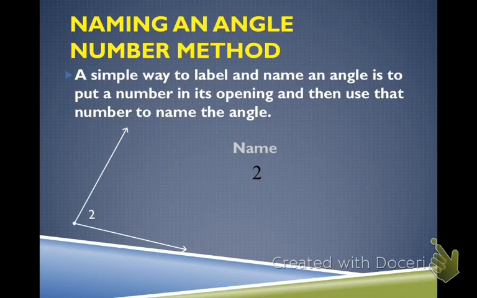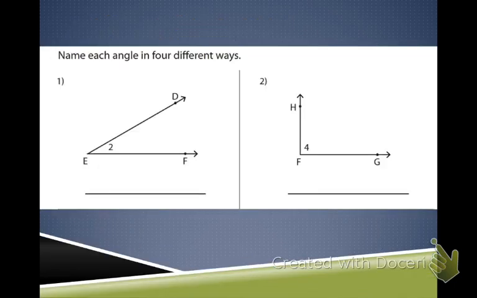Moving on. There's also the 3rd and final method in this video, and that is the easiest method, which is simply the number. A simple way to name an angle is to put a number in the opening and use that number to name the angle. So in this particular case, this one would be angle 2. Now remember, you need the angle symbol, which is just a cute little angle symbol. And what we have is angle 2 right here. And that's it.